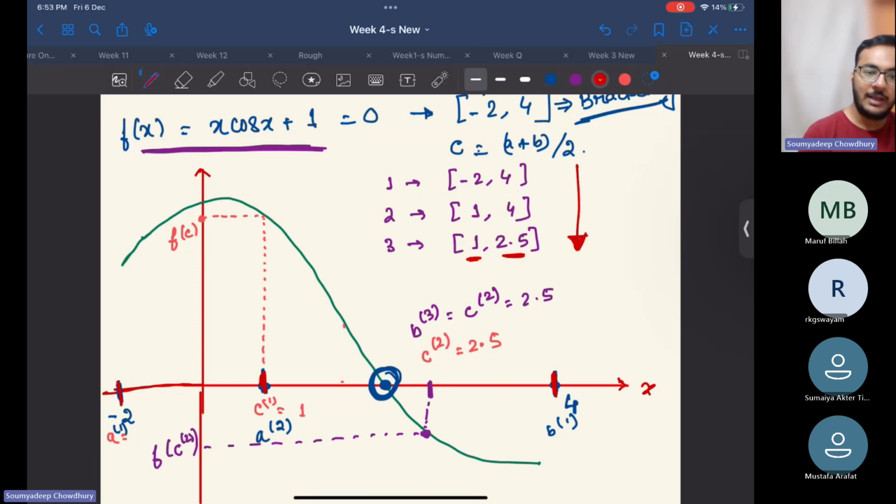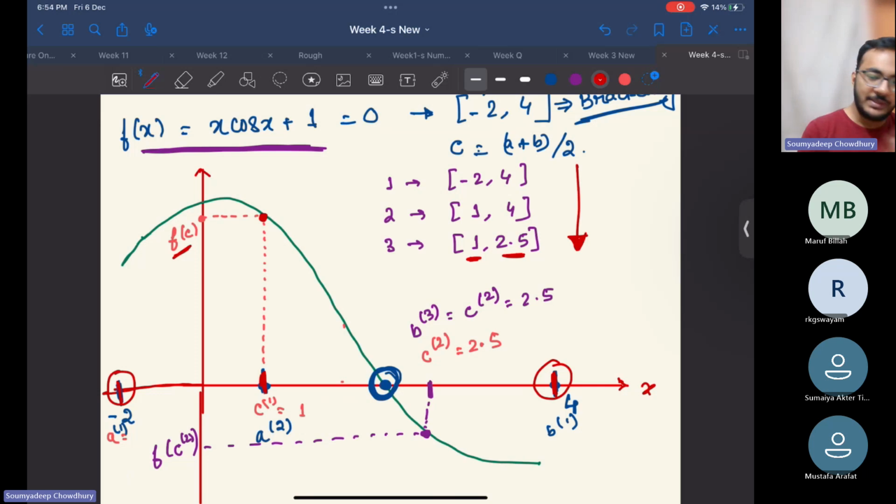If we draw a vertical line, this dotted line, the intersection point of that with the graph of that equation gives me the functional value, right? Here the functional value is greater than 0. That is, it is a positive number. So what does that indicate? Initially your root was lying between minus 2 and 4.